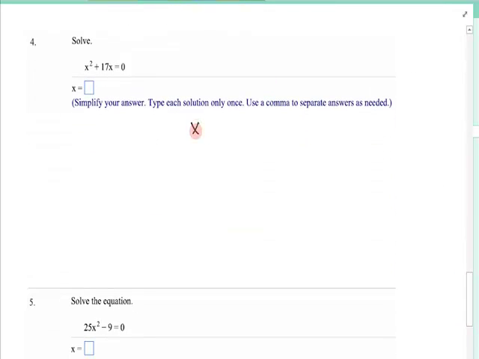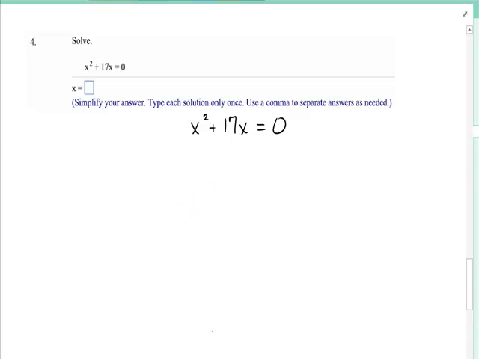Next one, x squared plus 17x equals 0. Now, students tend to make a mistake on this one or get sidetracked. There is a common factor. It's a binomial, but what you should see first is that there is a common factor of x. If you factor the x out, that's like dividing both of those by x. That leaves you with x, and that leaves you with plus 17.